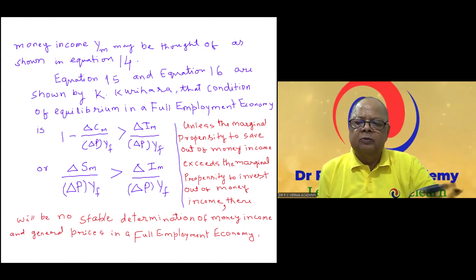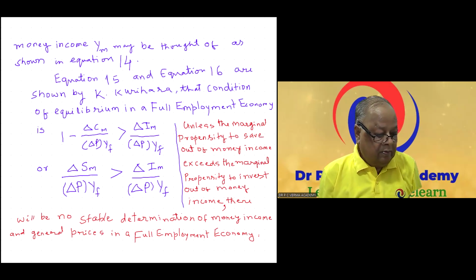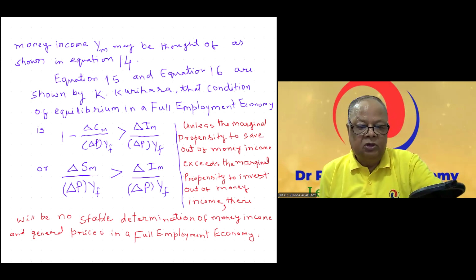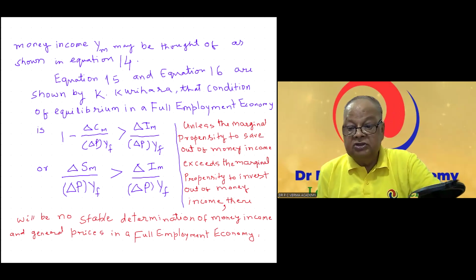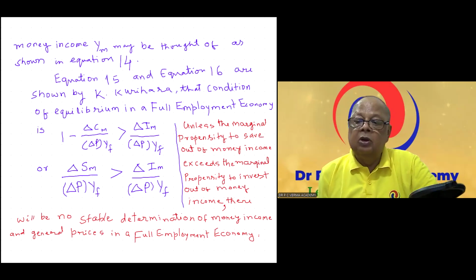So the combination of monetary policy and fiscal policy results in the development of the dynamics of the price multiplier or market price multiplier, and the equilibrium will be established only when the marginal propensity to save out of money income exceeds the marginal propensity to invest out of money income. If it is not done, then there will be no stable determination of money income and general prices in a full employment economy. That's all.